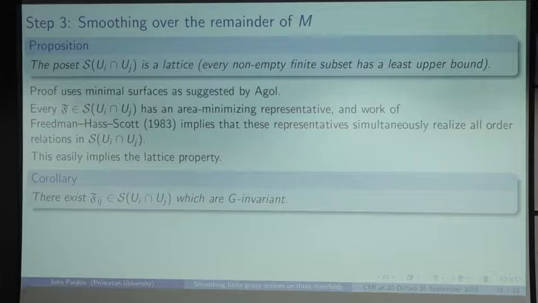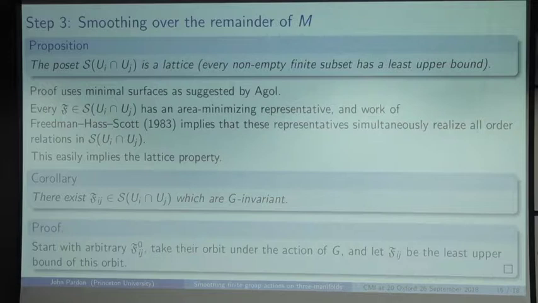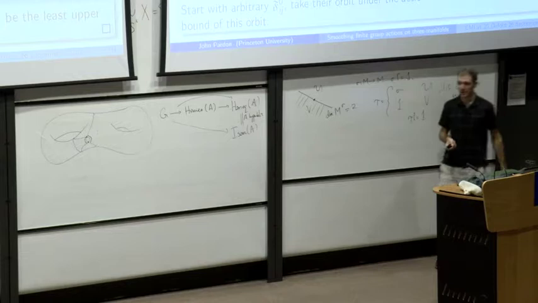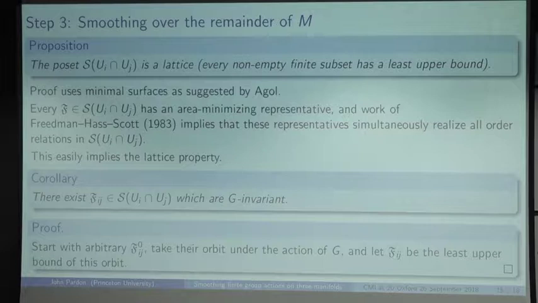The lattice property also gives you almost for free that you have invariant elements of these lattices. Why is that? You start with an arbitrary collection of elements here. You take their orbit under the group, and that's some collection of surfaces, and then you take the least upper bound of the orbit. Maybe you have to think a little bit harder: if you have two open sets and your group action flips, reverses them, then the action on this lattice is order reversing. But that's okay.